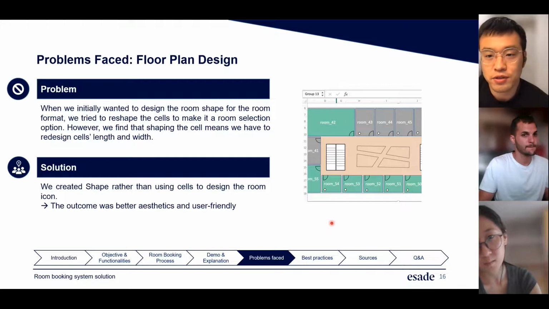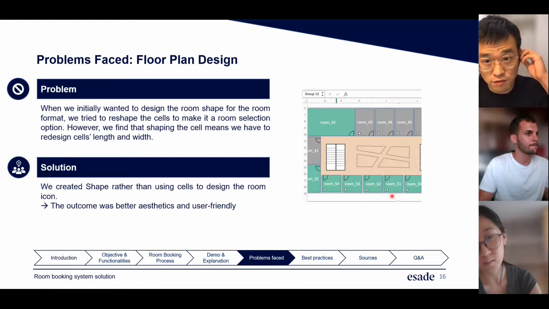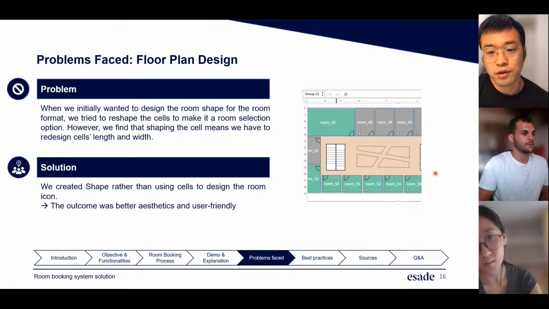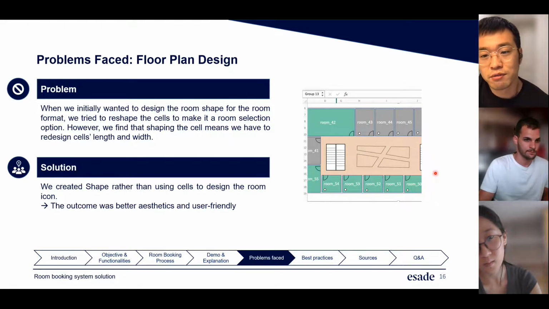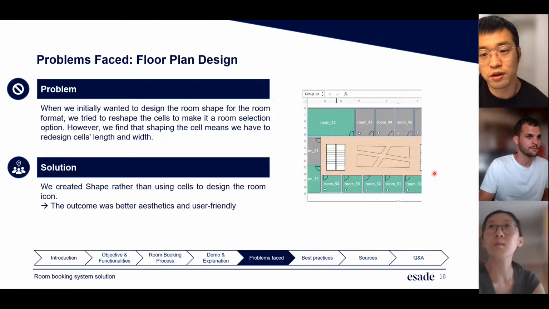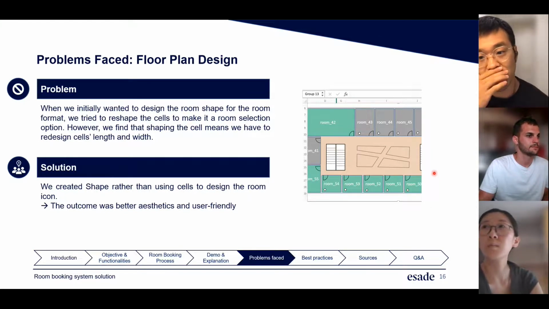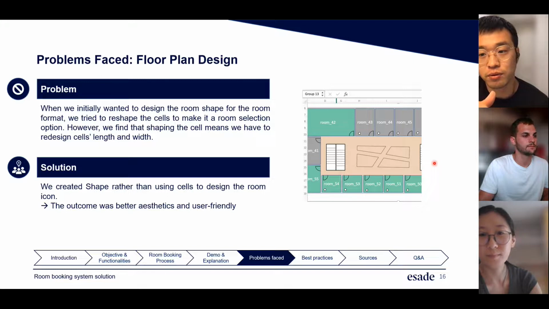Yes, we have faced 3 problems during the project. The first one is the floor plan design. When we initially wanted to design the room shape for the room format, we tried to reshape the cells to make it a room selection option. But finally, we found that shaping the cells means we have to redesign the length and width of all cells. So if we design the 50 cells like that on the right, it doesn't look coordinated.